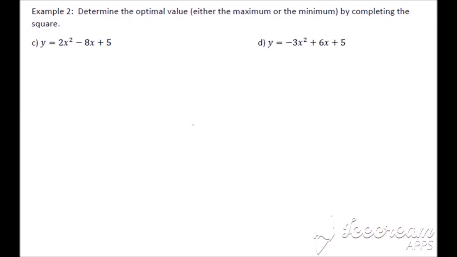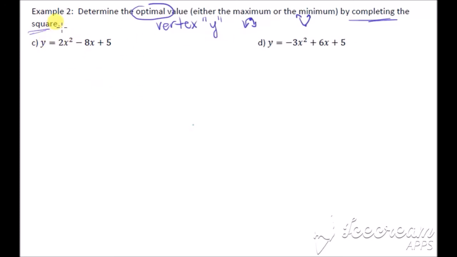Okay, so example 2, determine the optimal value. Whenever a question asks for the optimal value, what it's asking for is the vertex. And it's asking for the y value of the vertex. And that can either be a minimum or a maximum. Oh, I did that backwards. This is maximum first. Maximum if it opens down, and minimum if it opens up. By completing the square. Remember, if it says completing the square, that's exactly how you have to do it.